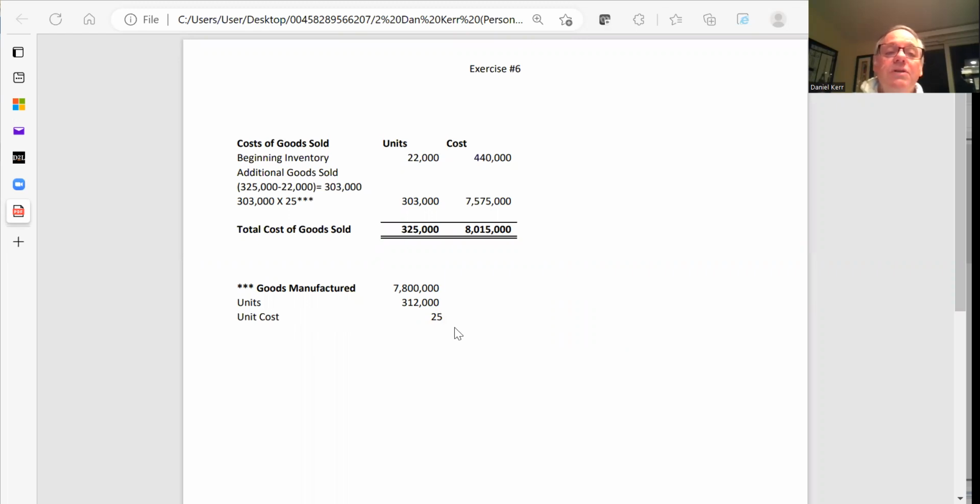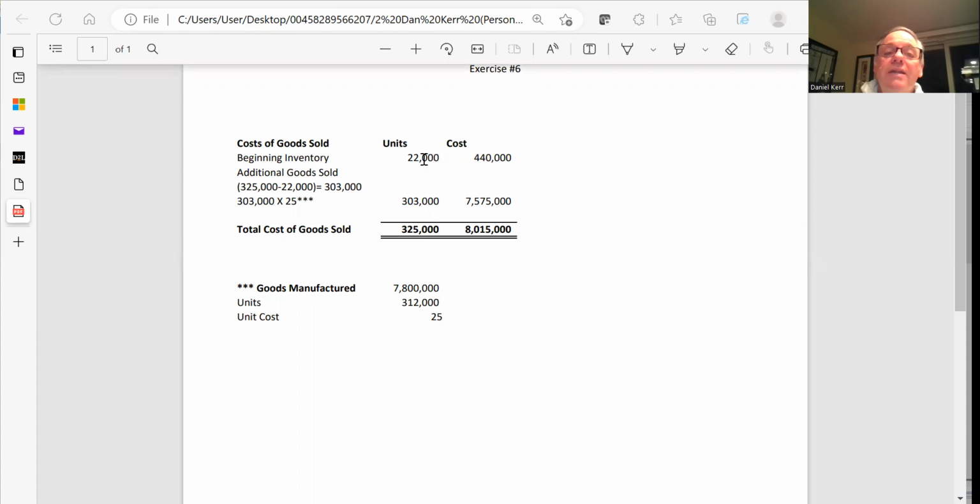Now, to figure out the total cost of goods sold, they gave you a hint. They said it was FIFO, which means the first goods that came in were the first goods that I get rid of. So I sold 325,000 units, and the first group sold would have been the 22,000 units in the beginning inventory of $440,000. If you take 325,000, the total units sold, and subtract the 22,000 in beginning inventory, then they must have sold 303,000 units that were priced at $25.